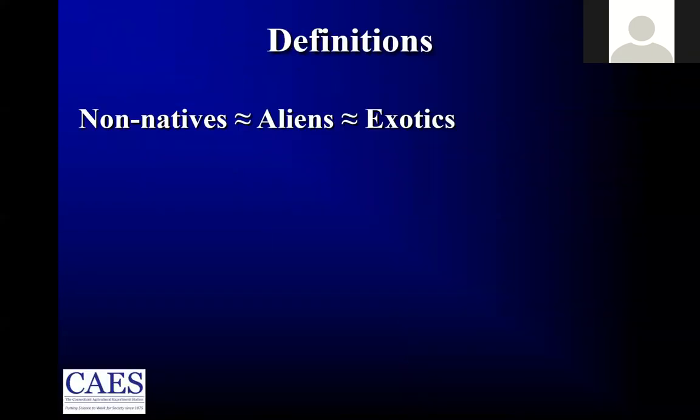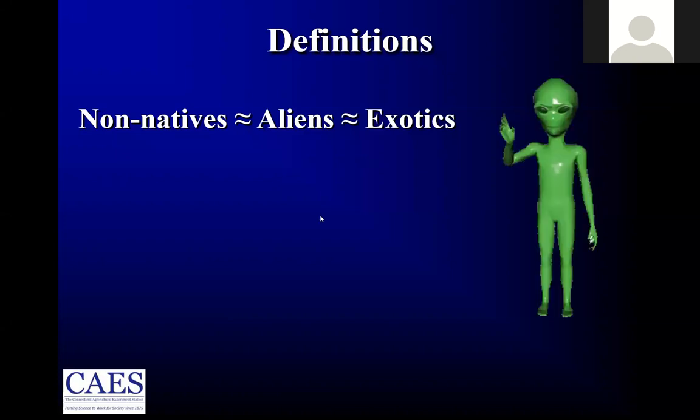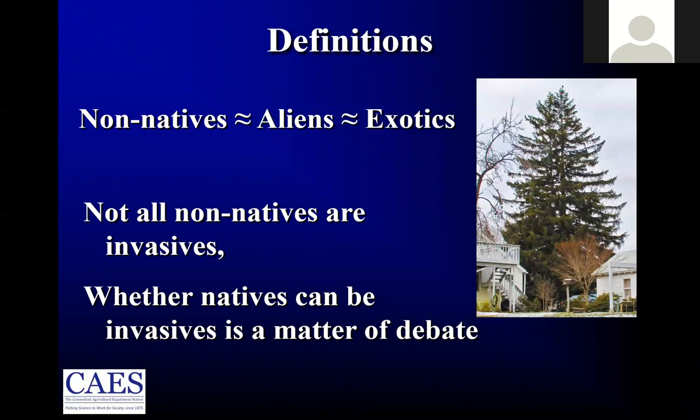So I do want to get into a few definitions, and I'll use them all interchangeably. I'll either say non-natives, aliens, or exotics. They're all pretty much interchangeable when I'm talking. But the thing is, not all non-natives are invasives. Norway spruces are planted everywhere. I've seen occasional Norway spruce seedlings out in the woods, but I don't think anyone would call Norway spruce an invasive.